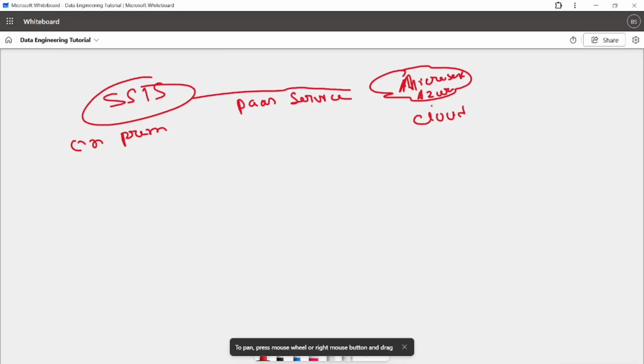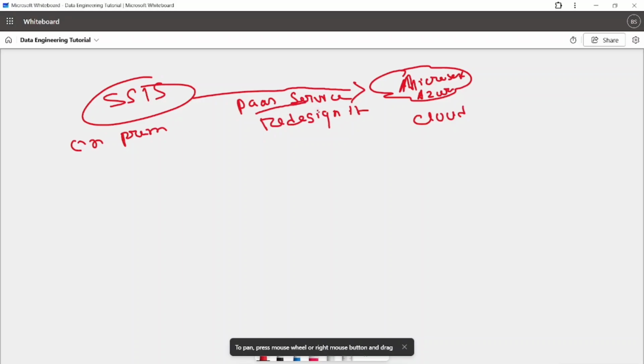We cannot directly migrate to Azure. You cannot lift and shift. You have to redesign it, and only then is it possible. How we redesign it is by using a few services. That is called a PaaS service.